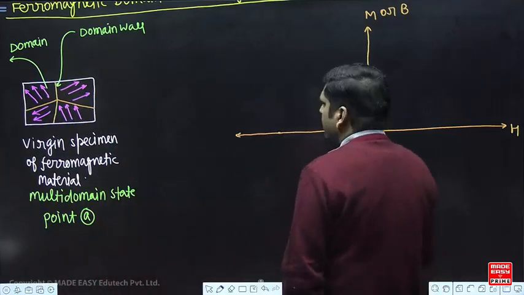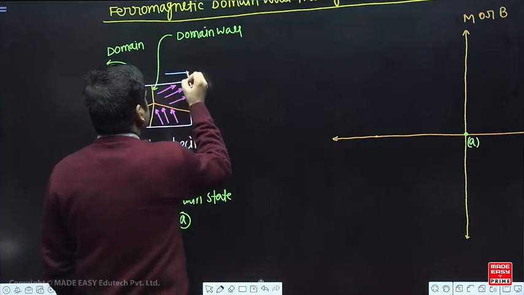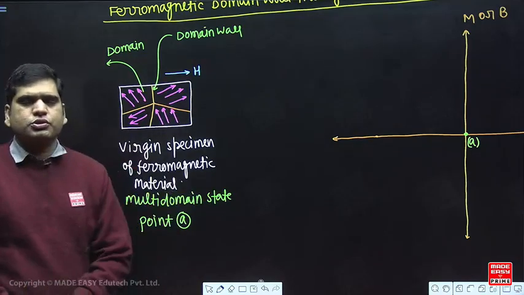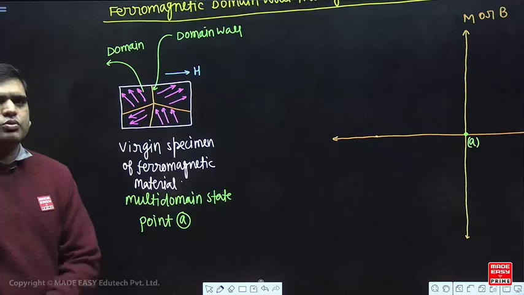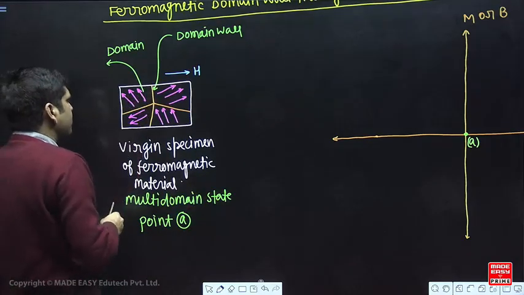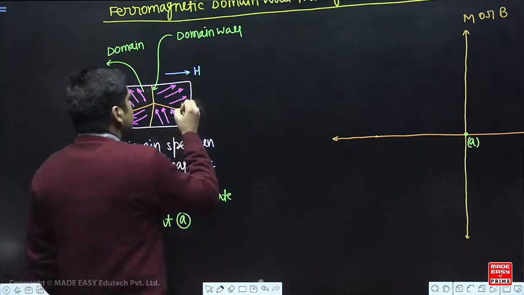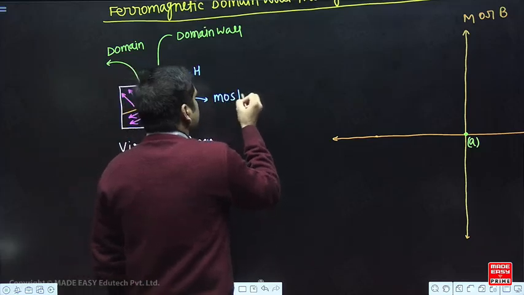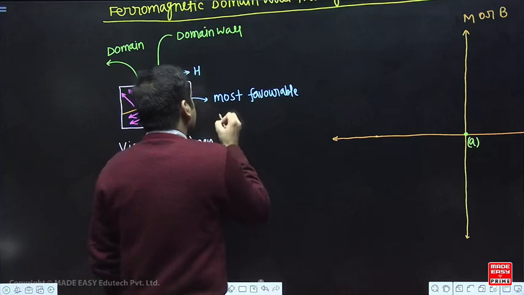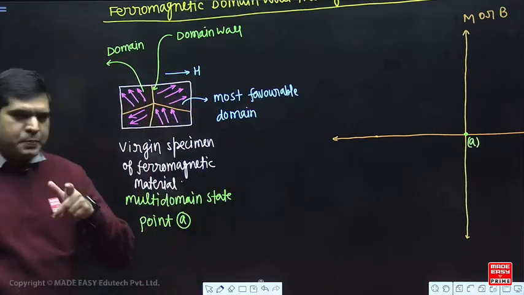Now suppose I start applying magnetic field. Let us suppose the direction of magnetic field is this. The domain which has dipoles angle-wise closer to the direction of magnetic field is known as the favorable domain. If the field was like this, then this would have been the favorable domain. If the field was like this, then this would have been the favorable domain. Since the field is like this, this is the most favorable domain because it is very close to the field direction. Now I am taking this domain as reference to explain the phenomena.